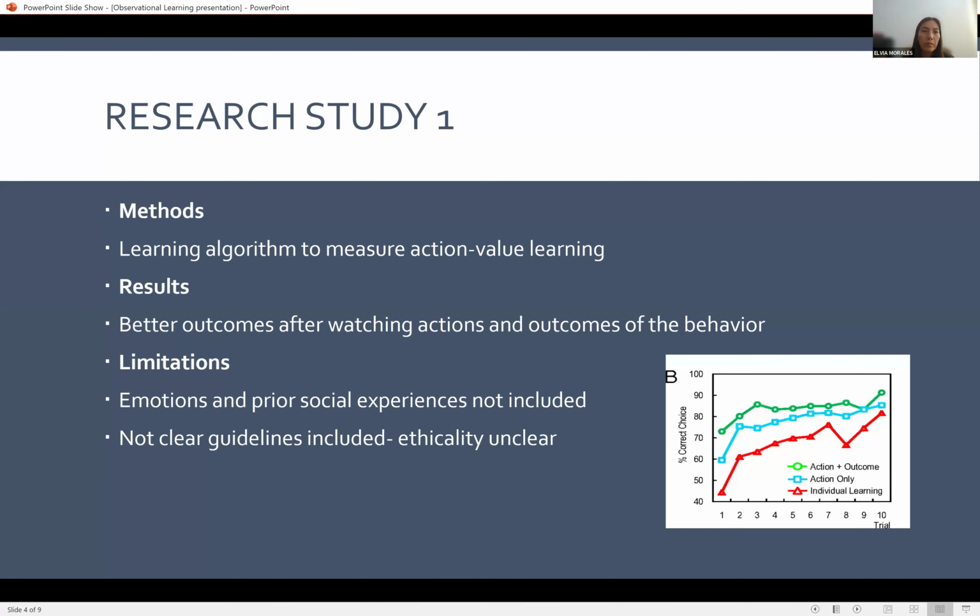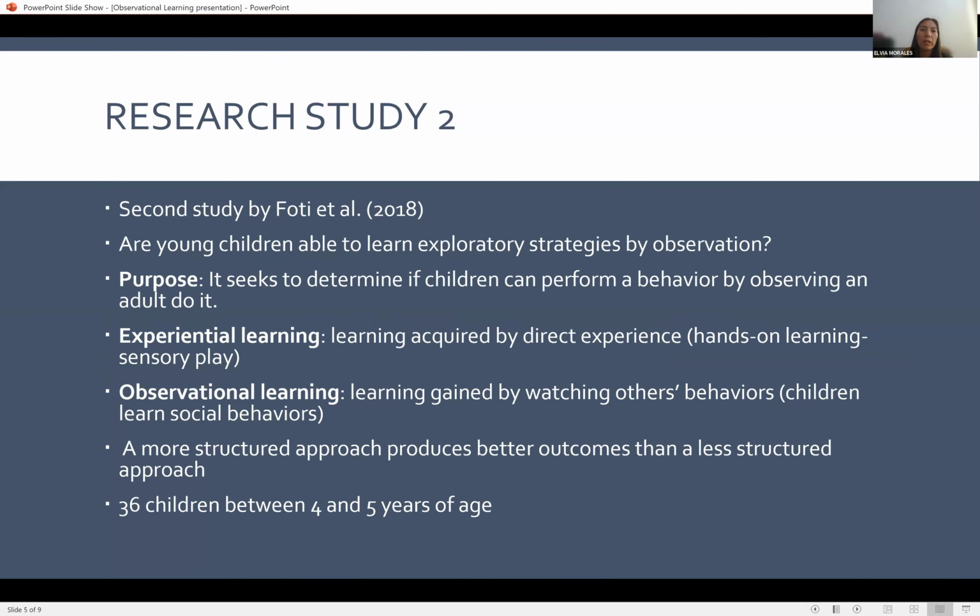The second study was done by Podi and colleagues in 2018. Their study is named, Are Young Children Able to Learn Exploratory Strategies by Observation? The purpose of the study is to determine whether children can perform a behavior by observing an adult do it. Some key concepts that are important to understand the study are experimental learning and observational learning.